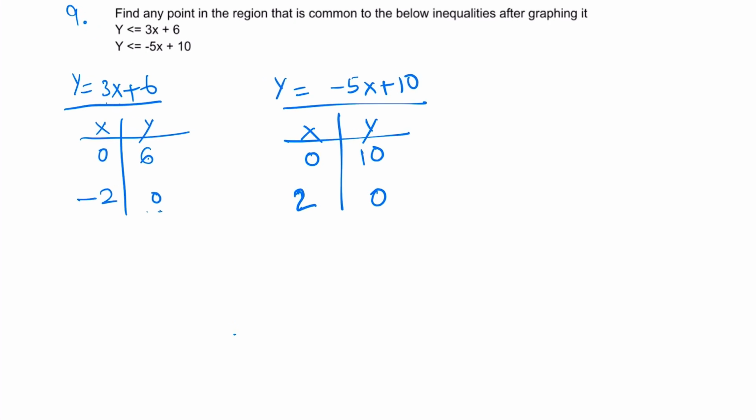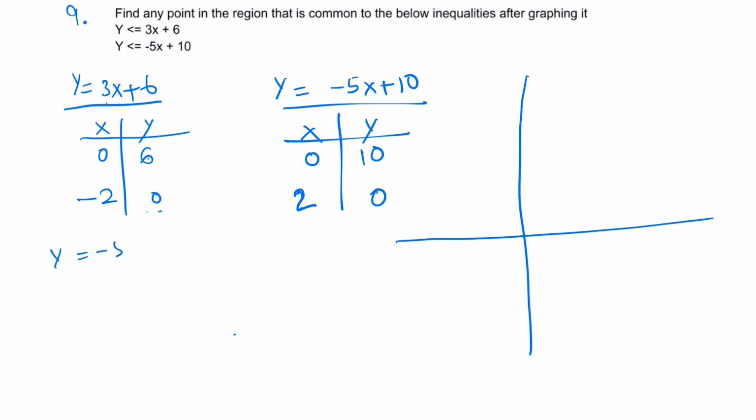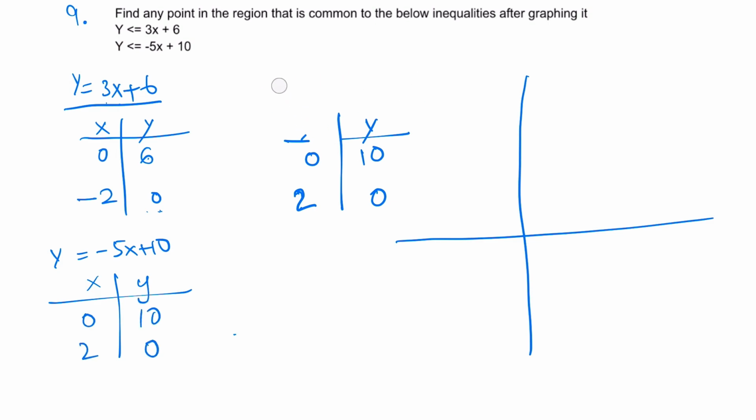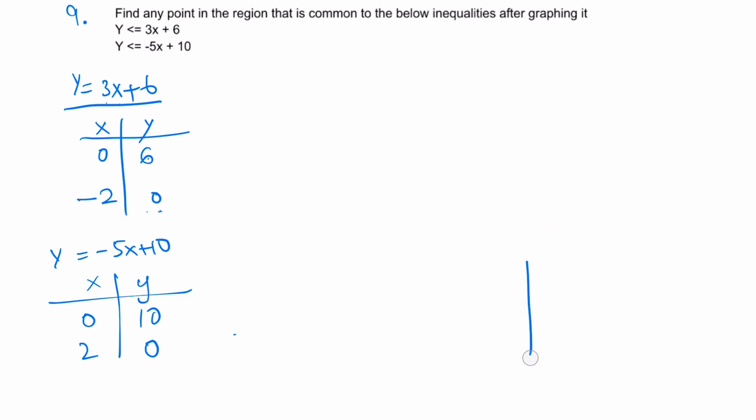Okay, you know what, I'm going to rewrite this. Y equal to negative 5x plus 10. I'm going to just rewrite this here, bring it here, so that I can have some space. So we have x and y values 0 and 10, 2 and 0. So let me get rid of this. And then let me use the space here. Excuse me on that.